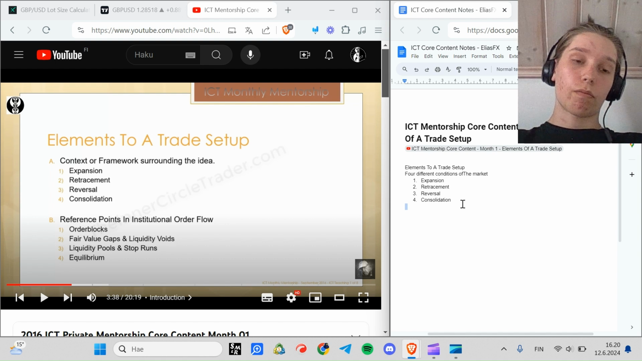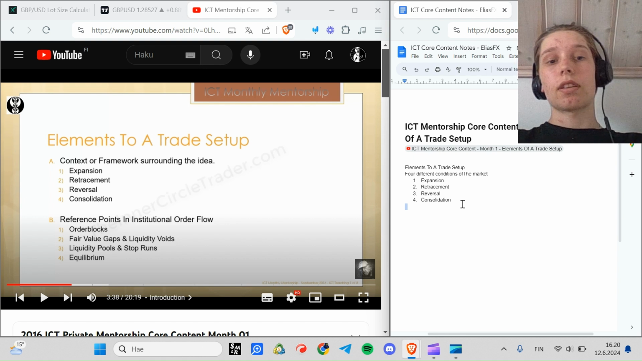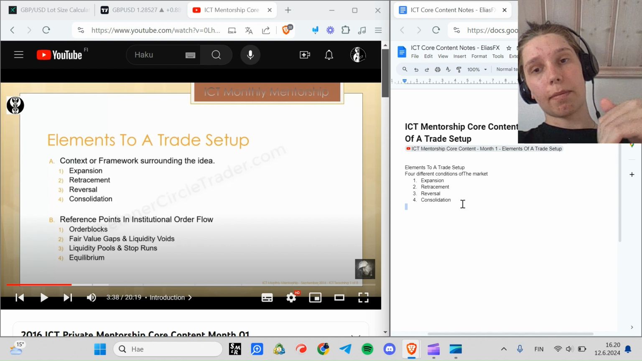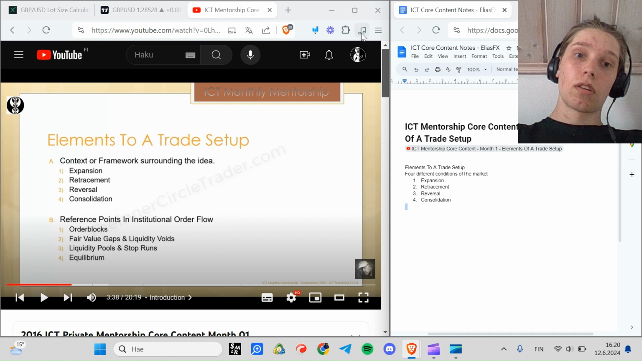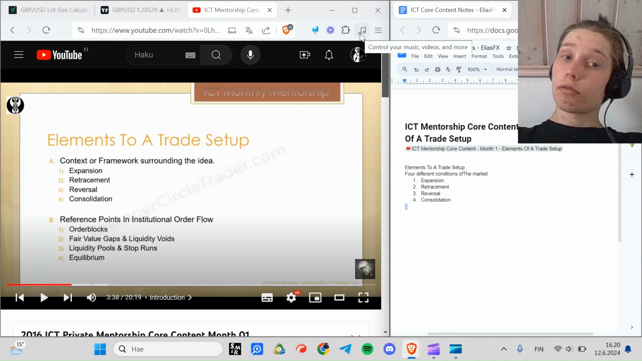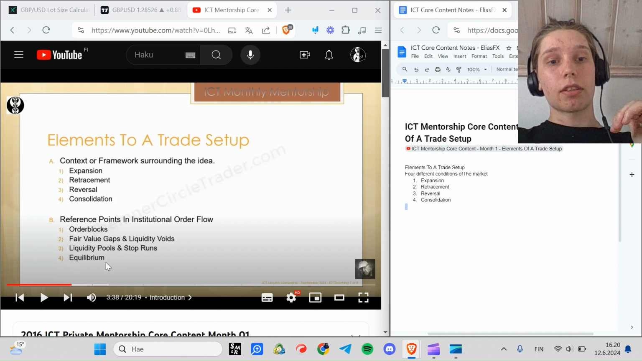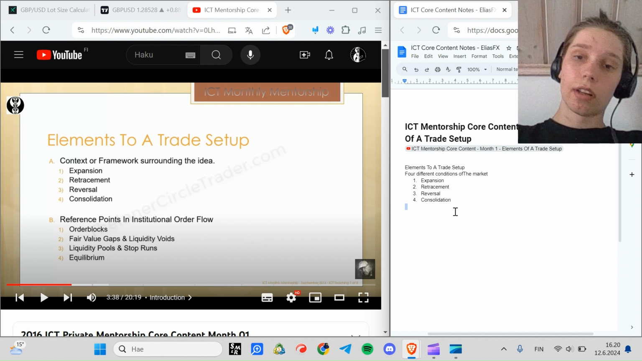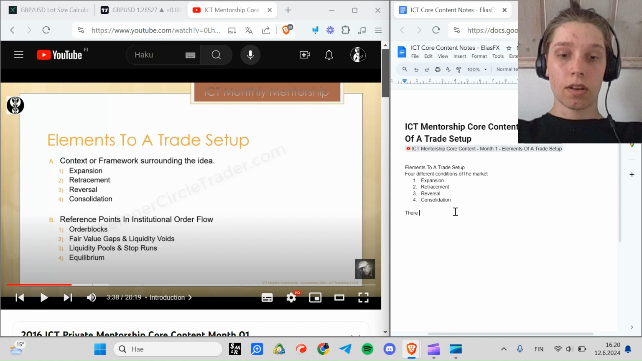So let's say price makes a sharp move to the upside, and obviously it needs to retrace before it can move further up. So price, for example, wants to balance to the equilibrium price point, and that's why equilibrium is an institutional order flow point of reference. So we want to take that on note.